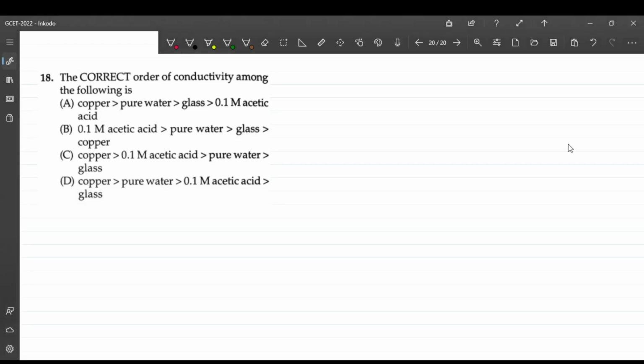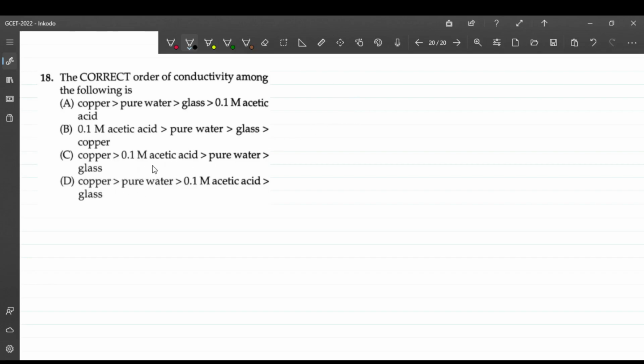Question number 18. The correct order of the conductivity among the following is, the options are the materials given over here: copper, pure glass, then glass 0.1 molar, pure water, glass 0.1 molar acetic acid. See, among these, the one which is best for conductance is copper. Copper is a very good conductor of electricity, like a copper wire, if you consider, then it is a very good conductor of electricity.